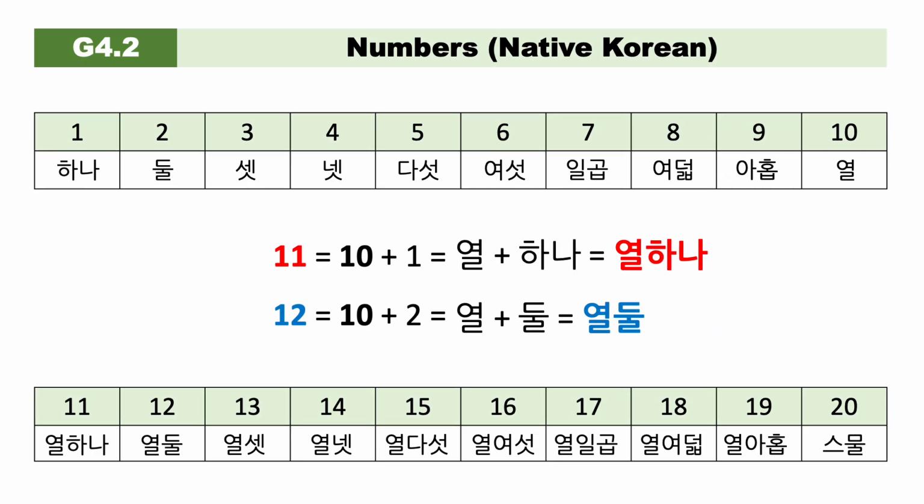11 is 열하나, a Native Korean number, and 12 is 열둘. Now let's count from 11 to 19 in Native Korean numbers. 열하나, 열둘, 열셋, 열넷, 열다섯, 열여섯, 열일곱, 열여덟, 열아홉.